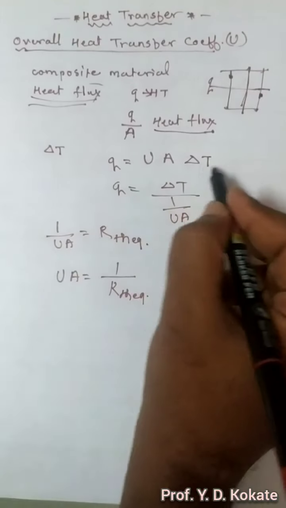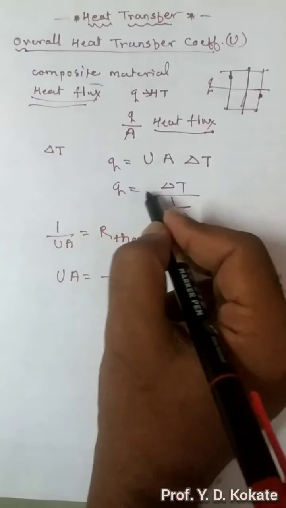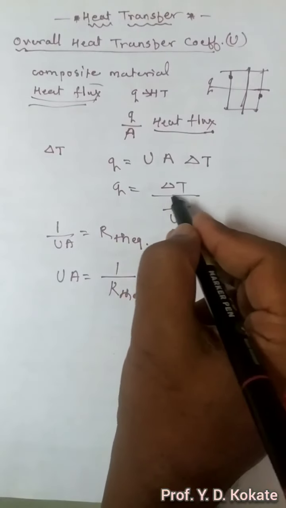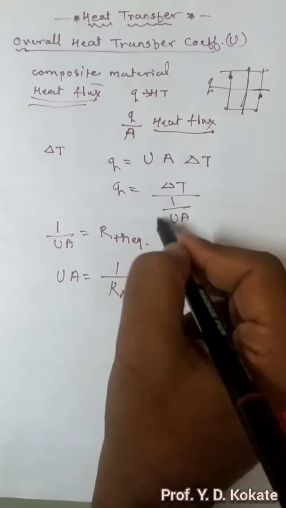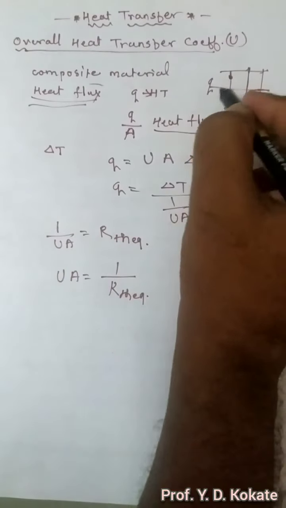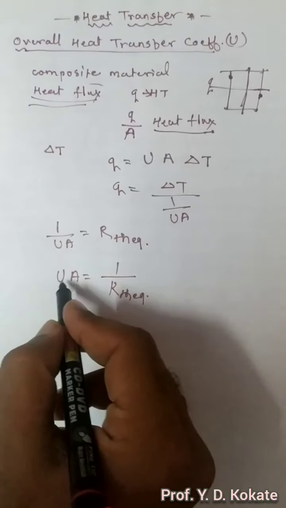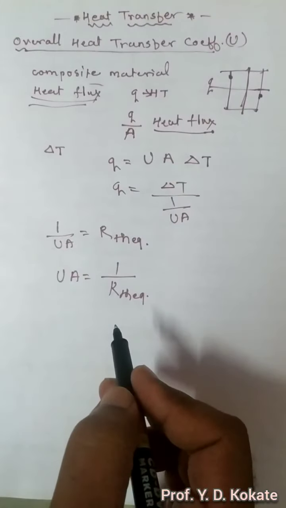According to Newton's cooling law, Q is equal to UA delta T. So Q is equal to delta T upon 1 upon UA. So we write it in terms of the electrical analogy. So 1 upon UA becomes a thermal equivalent. Now for this whole system, we can write the thermal equivalent. UA is equal to 1 upon R_th equivalent.